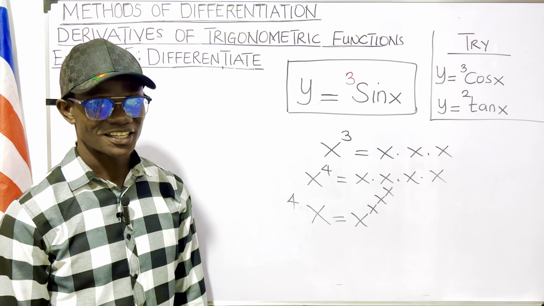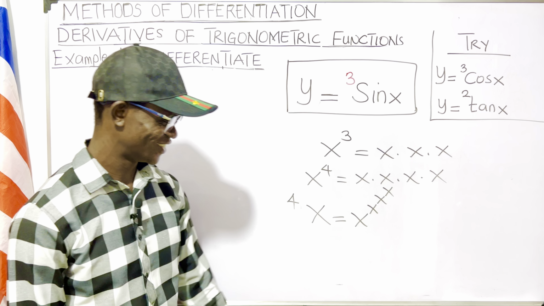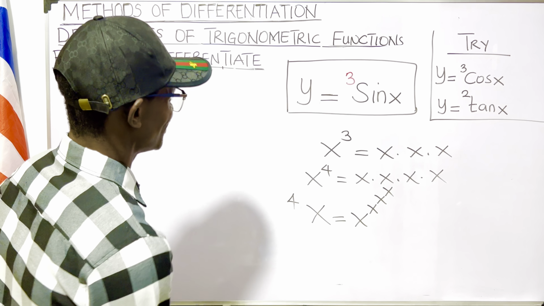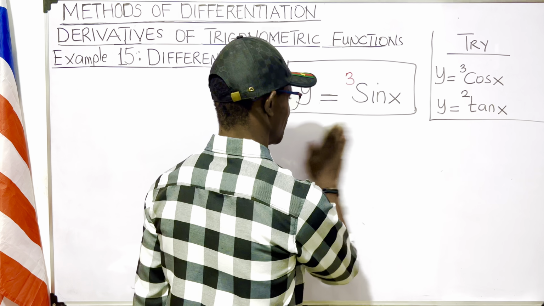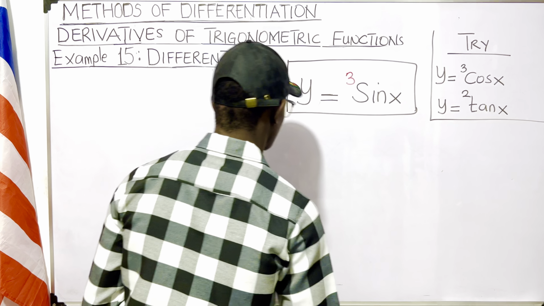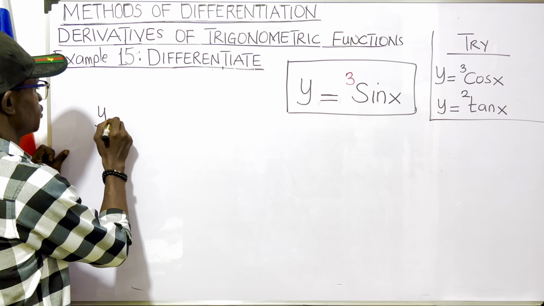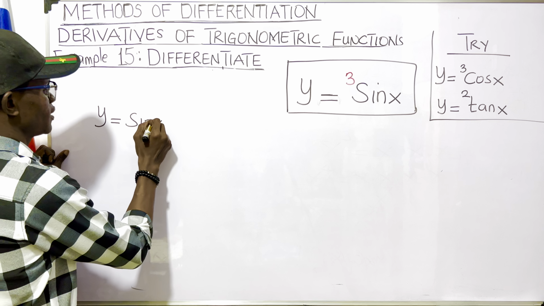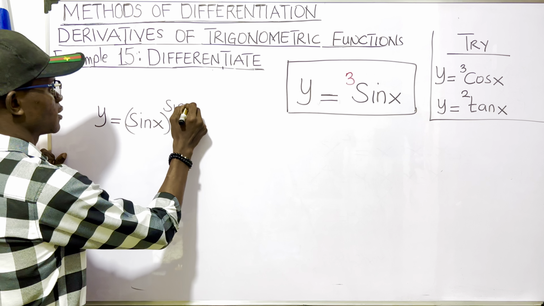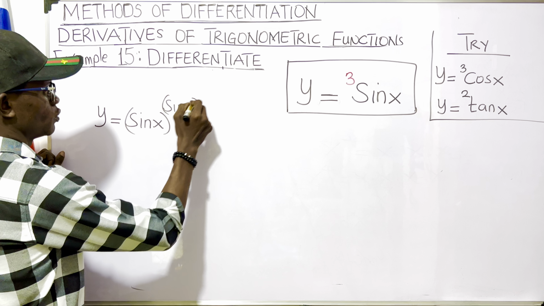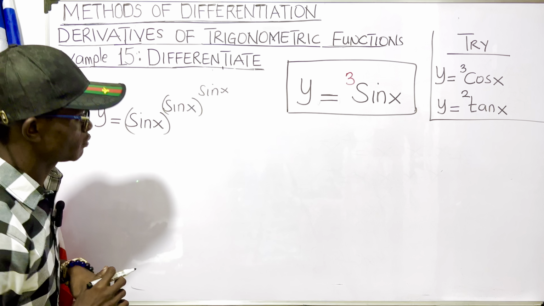Sine of x raised to the back power of 3. So let's go ahead and solve this problem. It's very easy. So the first thing, let's rewrite this problem as y equals sine of x raised to sine of x raised to sine of x. This is exactly what it means.